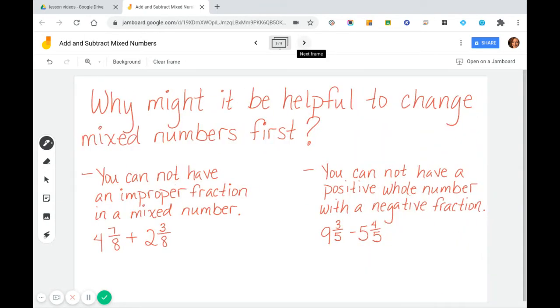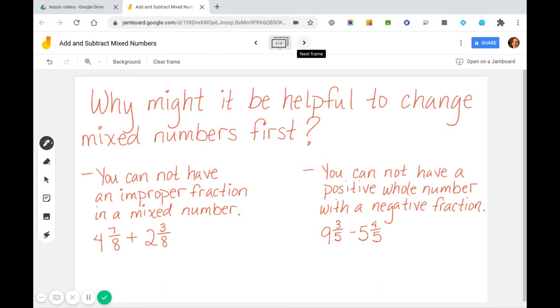The reason why I did that is that I feel like with a lot of these problems, it's going to help you out a lot if you first change them to improper fractions. Instead of leaving them as mixed numbers, convert them to improper. There are 2 cases where you kind of run into trouble. For example, the first one that I have here, you can't have an improper fraction within a mixed number.